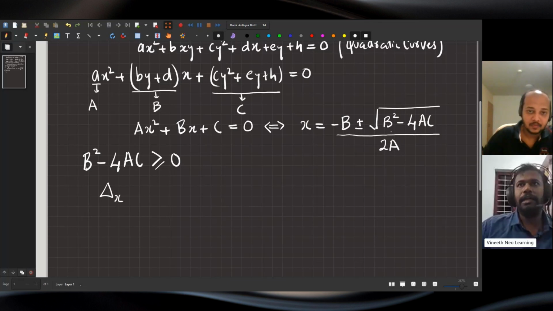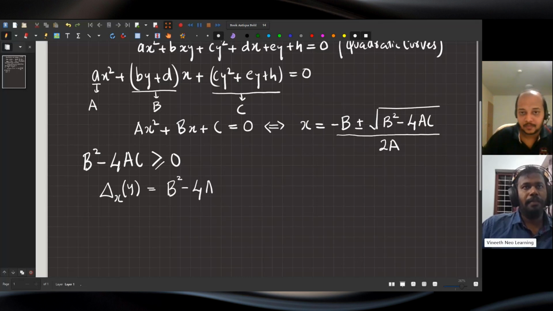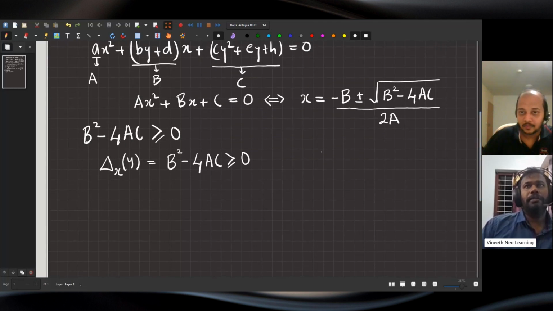But we know that b and c are functions of y. So the discriminant is actually a function of y. It is not a function of a. Yeah, that's what I was thinking. b squared minus 4ac, I have named it delta x of y, and that should be greater than or equal to 0.